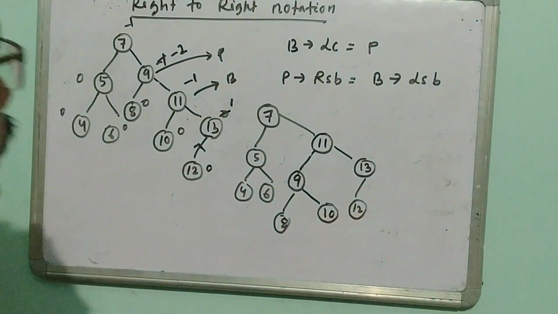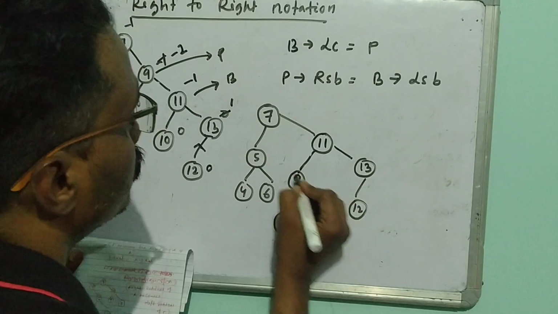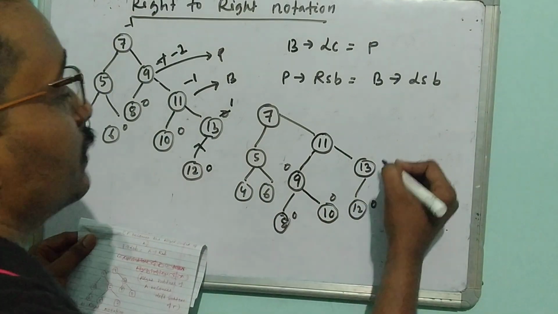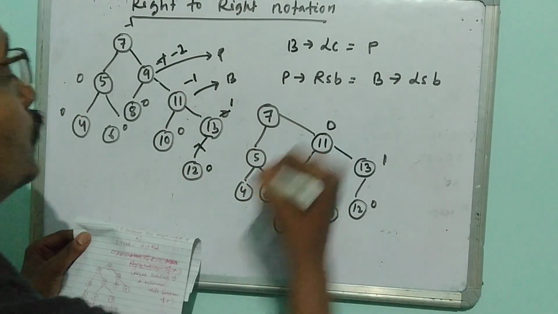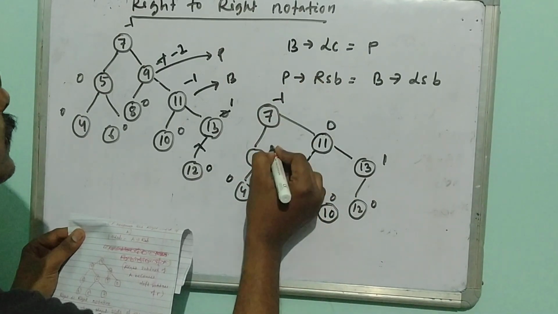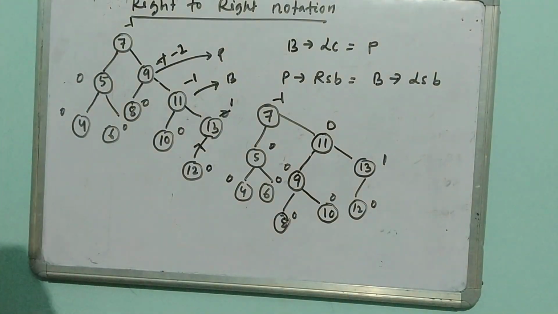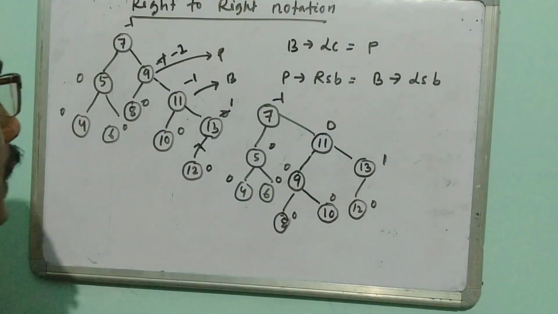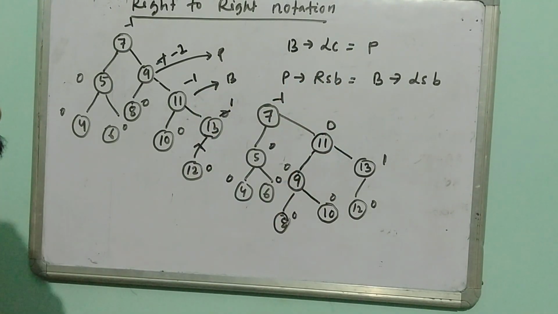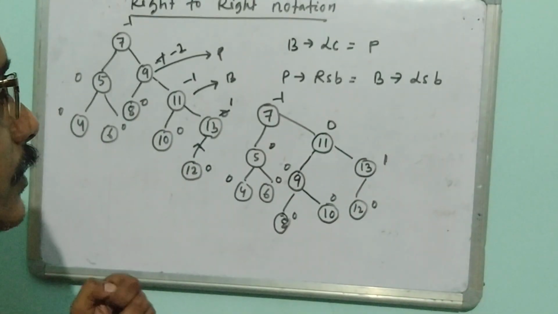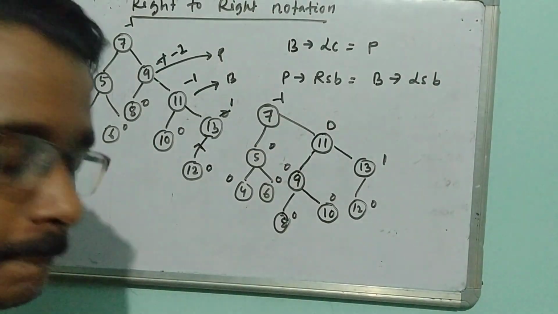Now we have to start counting the balance vector. So 0, 0, here it is 0, this is 0, and as the left is heavy, this is 1, this becomes 0, and 1 2 3 and 1 2, this is minus 1 and 0 0 0. This is a balanced tree. So this is a right to right rotation where the equation is important, where BLC is equal to P and PRSB is equal to BLSB. That means the left child of the P becomes the left child of the B, and the right subtree of the P becomes the left subtree of B.